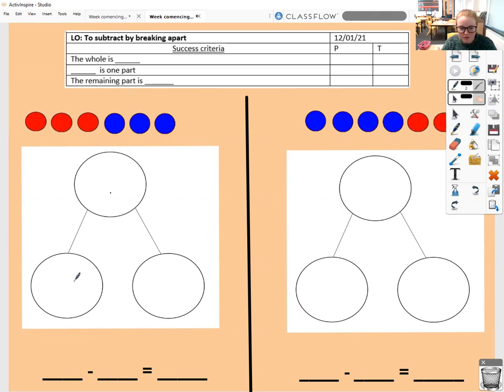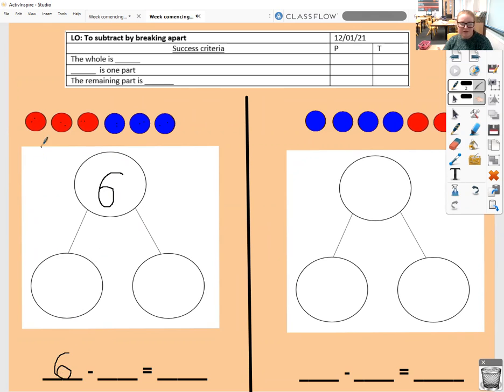So, what is my whole, and where does it go? To find my whole, I need to count all my counters together. So let's have a look. 1, 2, 3, 4, 5, 6. And I'm doing careful counting because I'm touching every counter as I count them. So let's do that again and touch every counter to do careful counting. 1, 2, 3, 4, 5, 6. My whole is 6. In a number sentence, the 6 is going to go before the subtraction symbol. My 6 is going to go here.